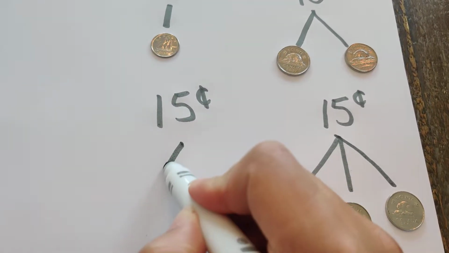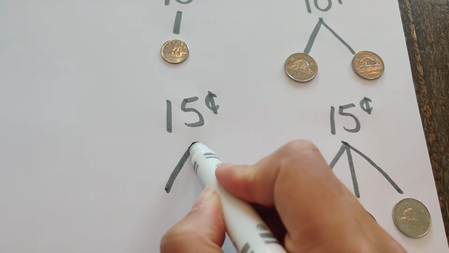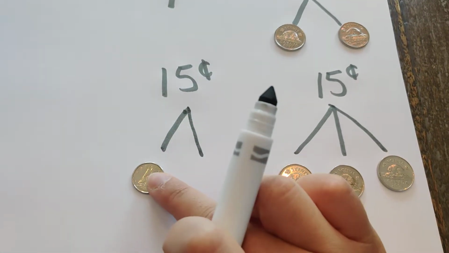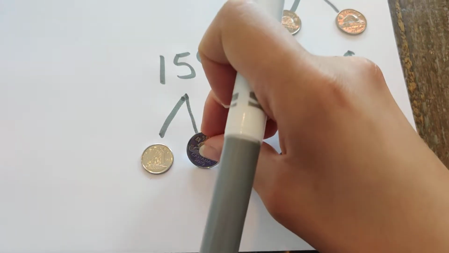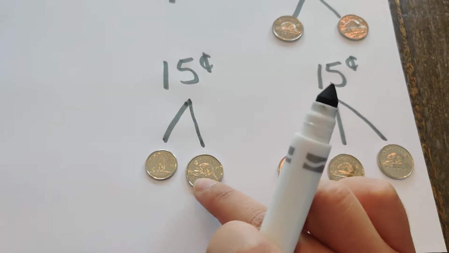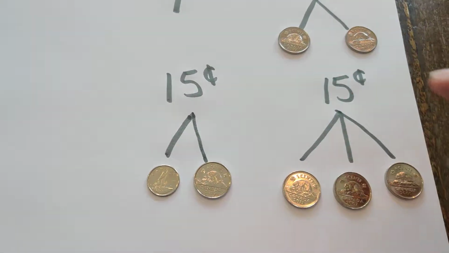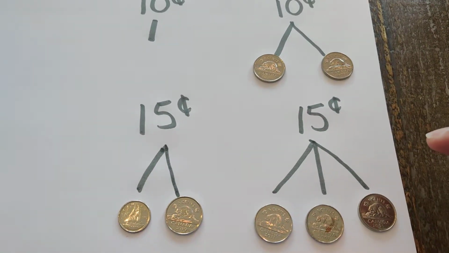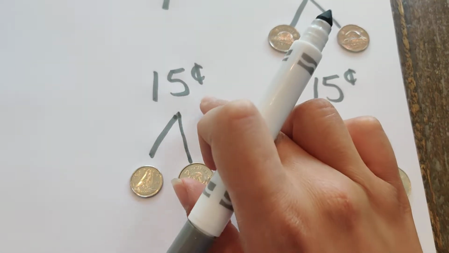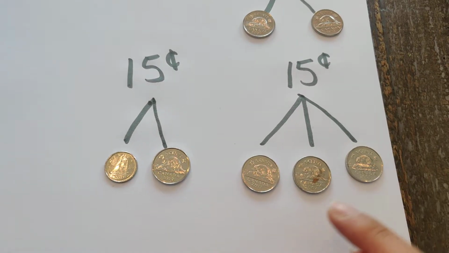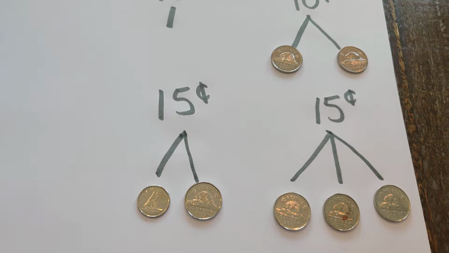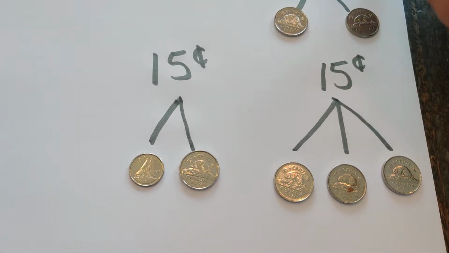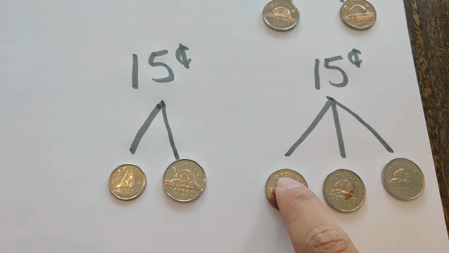Or, tu peux utiliser 10 et 5. Parce que 10 et 5 égale 15 aussi. So you can see, boys and girls, there's many ways that you can make 15 cents. I know you only see 3 coins here and you only see 2 coins here, but what you're really looking at, boys and girls, is the little number in the corner there.